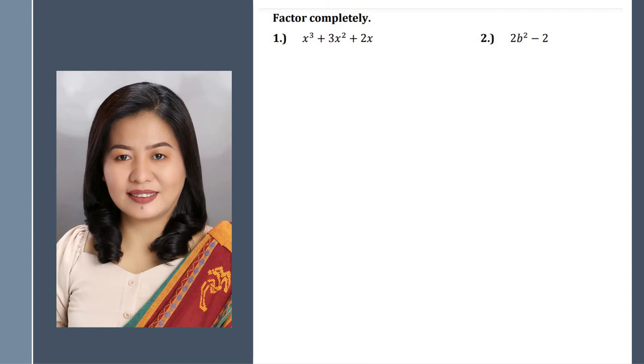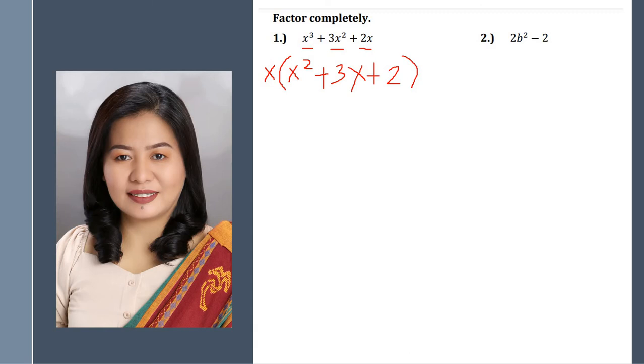So in this case, we always start by asking ourselves if there is something common that we can factor among all the terms in the given. So we have x cubed plus 3x squared plus 2x. Is there something common among the three terms? The answer is yes, there is the x. X is common in all three terms. So to check the factors, x cubed divided by x, that's x squared. 3x squared divided by x is x, that's 3x. And 2x divided by x is 2.